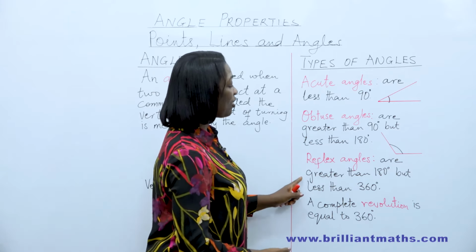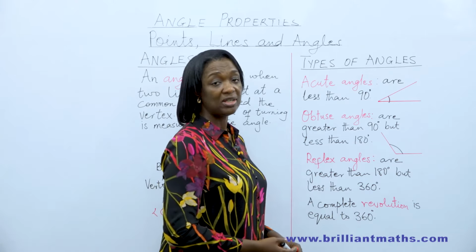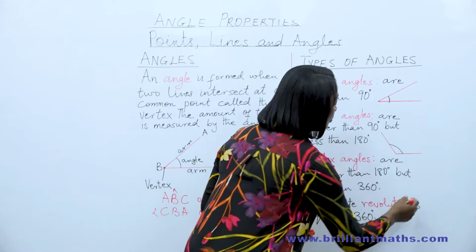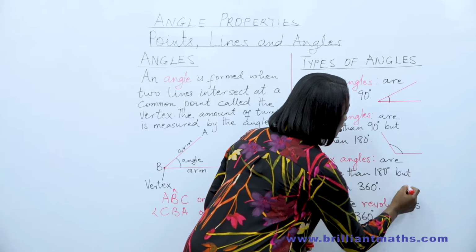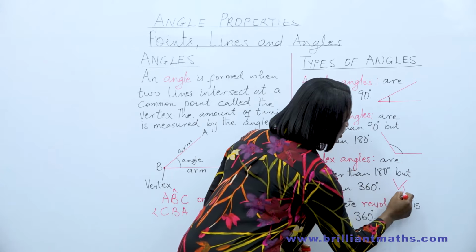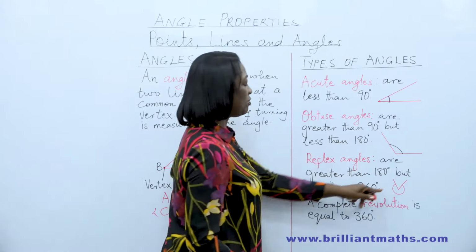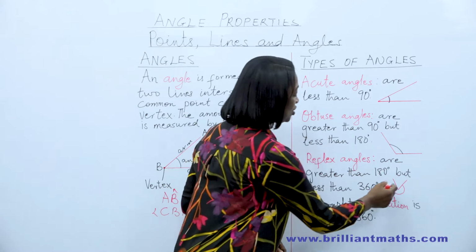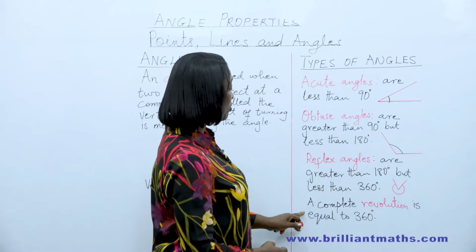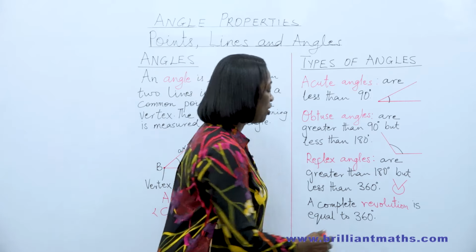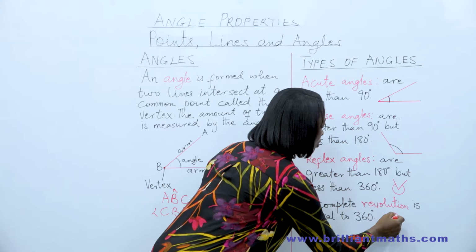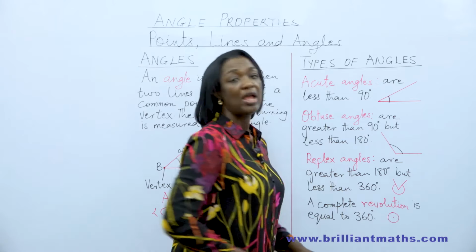Reflex angles are greater than 180 degrees, but less than 360. So let's see, we have an example of a reflex angle. So the bottom part there is reflex. It's greater than 180, but it's less than 360. Then the complete revolution is equal to 360 degrees. It goes round completely. Or it could also be the angle at a point.